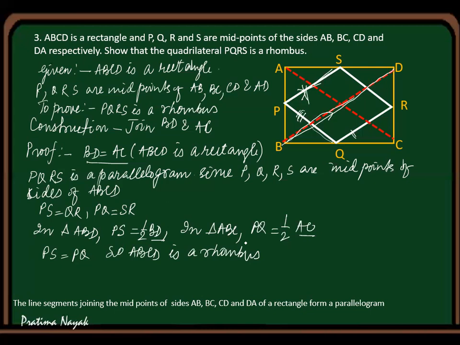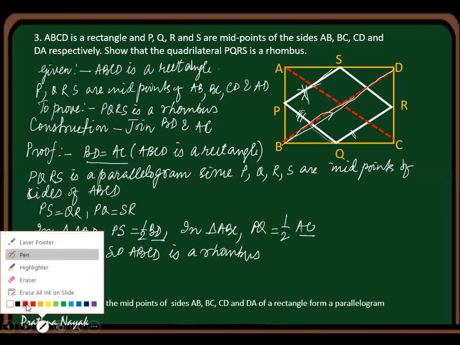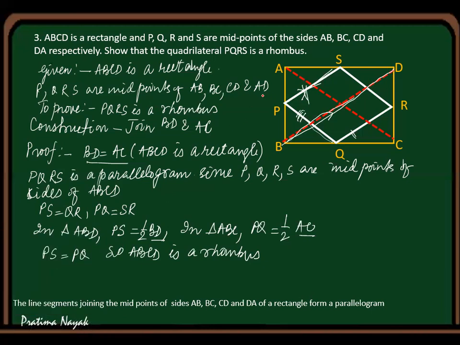Next, I hope you have understood. First we wrote that the midpoint quadrilateral of a rhombus is a rectangle, then we are writing that the midpoint quadrilateral of a rectangle is a rhombus.